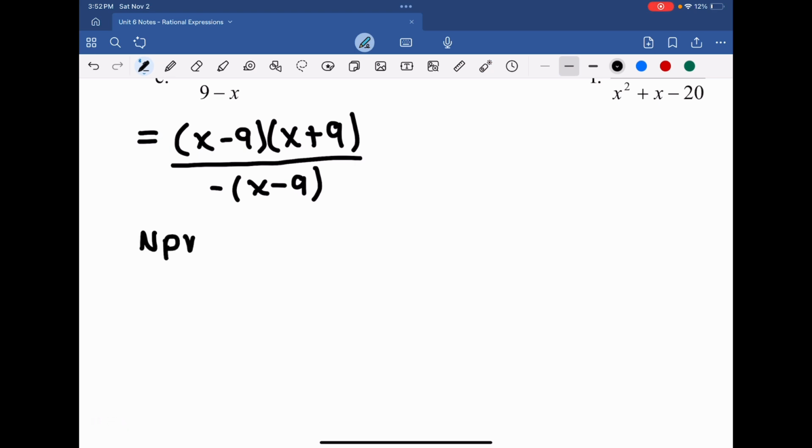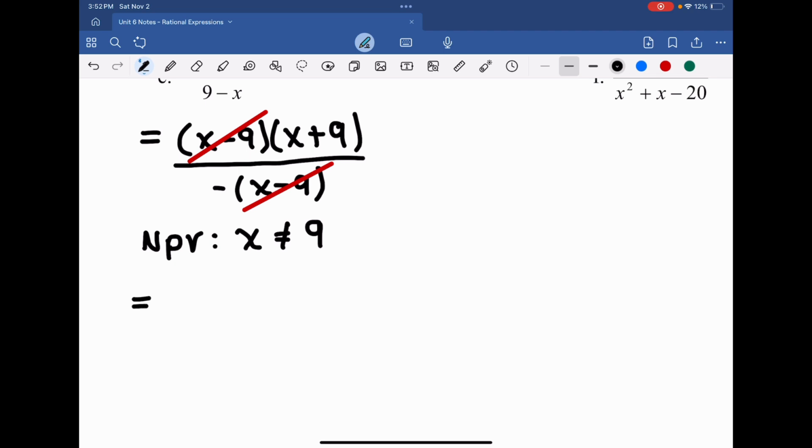Now that you have it factored, we're going to go MPV. X cannot equal positive 9, because if it's positive 9, the denominator becomes 0, which we don't want. Now I'm going to do my cancellation. My cancellation cancels the x minus 9s away, and I'm going to be left with x plus 9 divided by negative 1, which we could just rewrite as negative x. Actually, we could write it in a couple different ways. Maybe we write it like this, negative x plus 9.